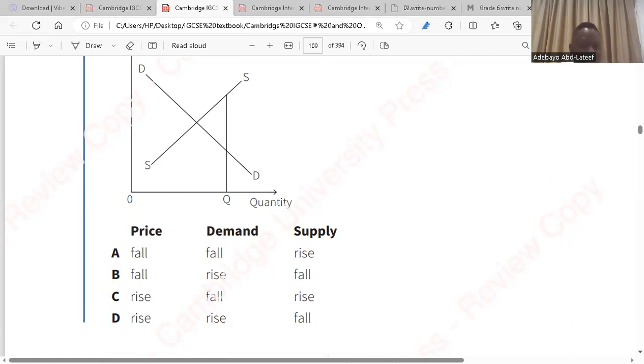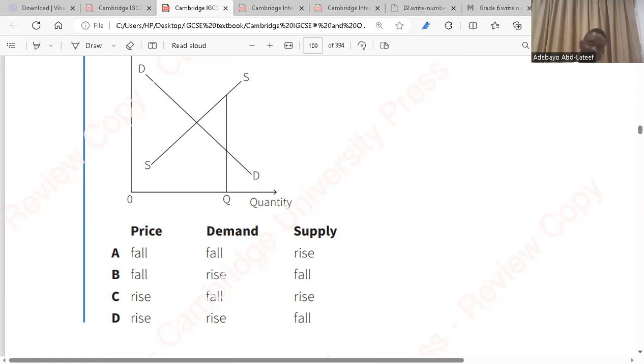So what should happen to price here? Supply is more than demand, so what should happen? Falling price. Yeah, falling price. And demand will rise. So it's B, yeah. Is it B? Yes, fall in price, rise in demand and fall in supply.